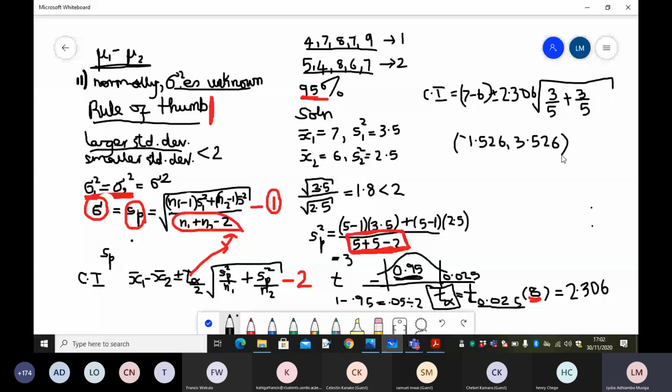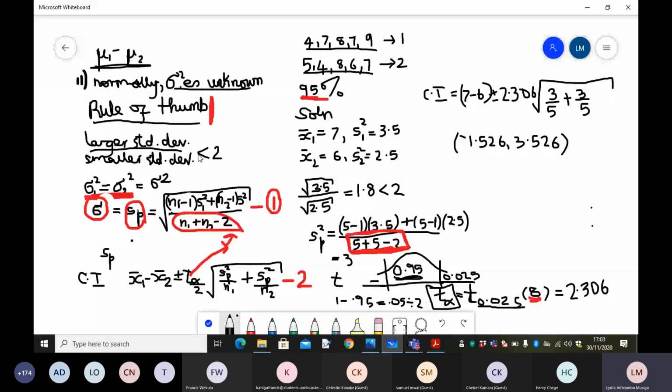So this is how we compute a confidence interval when the variances are unknown, but they are assumed to be equal. Why are they assumed to be equal? Because the ratio of the larger standard deviation to the smaller standard deviation is less than 2.